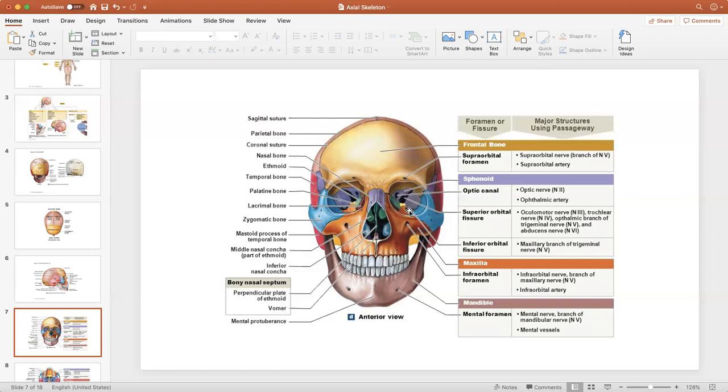Then inferior orbital fissure, this is a maxillary branch of the trigeminal nerve. Okay, and that maxillary branch then comes through the infraorbital foramen in the maxilla. Okay, infraorbital, below the orbit, foramen hole. Below the orbit hole, and this is where the cranial nerve 5 comes through. Then we have in the mandible, the mental foramen, where the mandibular branch of cranial nerve 5 comes through. Okay.